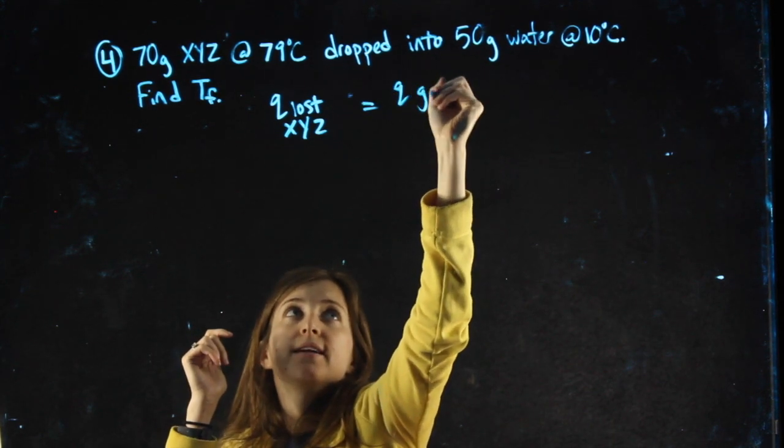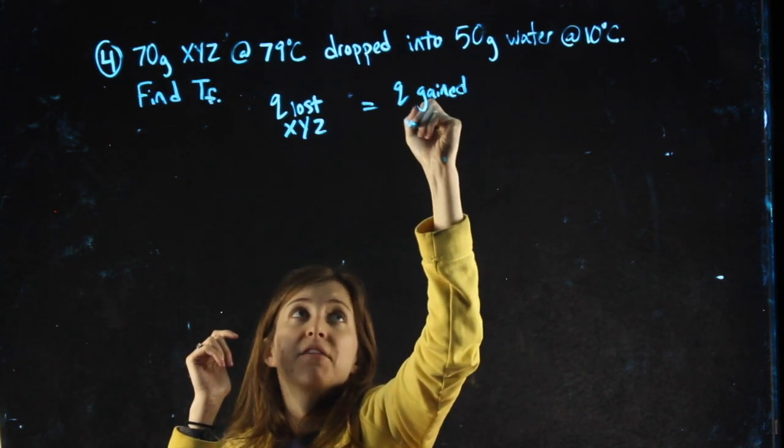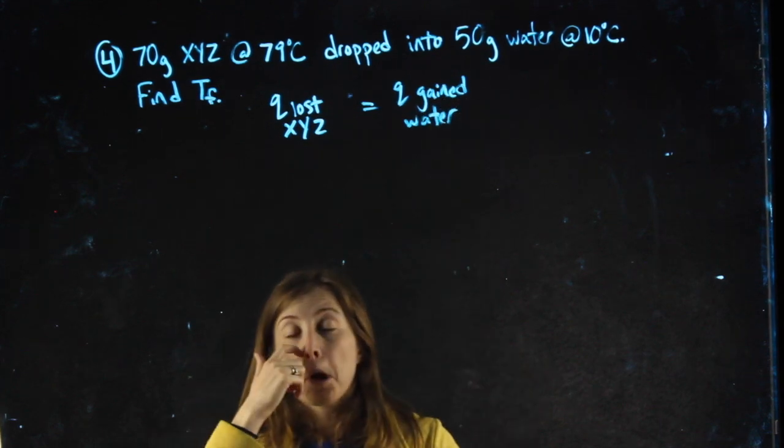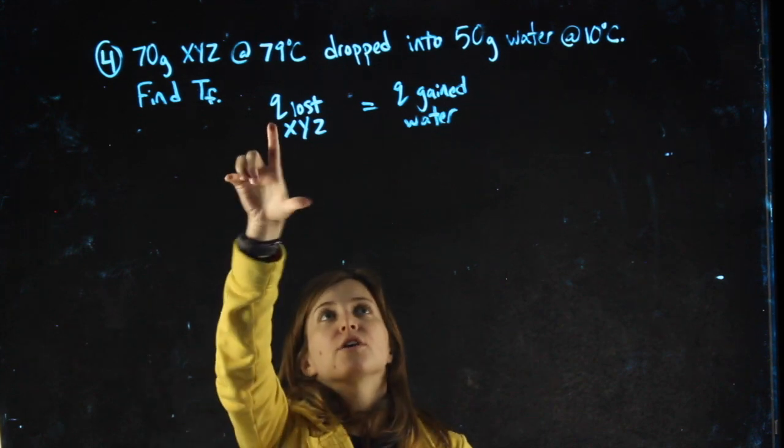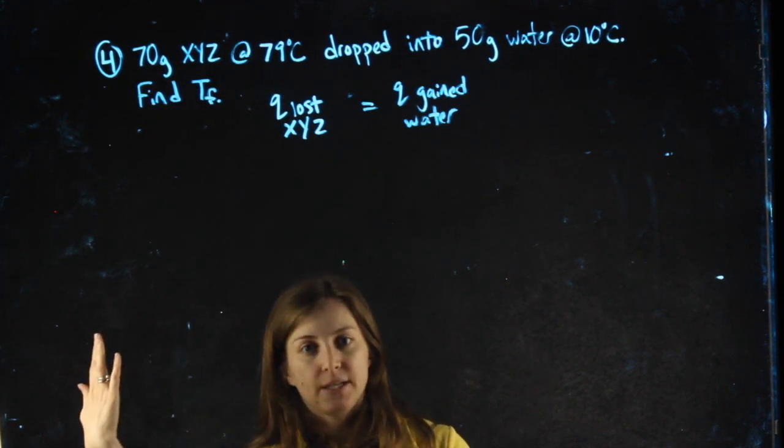equal the heat gained by the cooler object. Heat lost, heat gained is going to allow us to solve for whatever we need to. For Q, generally being MCP delta T for each.